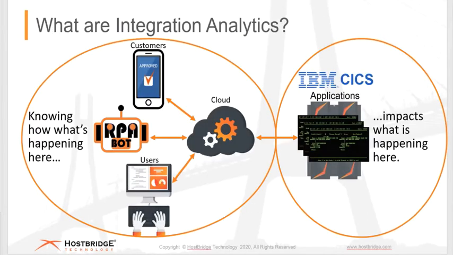Let me try to define what we mean by integration analytics. I drew a diagram here that is pretty generic. On the left-hand side, we have all the stuff that goes on in a hybrid environment. We've got a cloud operation. We've got lots of app servers running in there. We have customers with mobile devices, internal users. And we're going to talk about this a little bit more. Now we have a growing category of technology out there called RPA, or robotic process automation platforms. All of those can find themselves driving workload into the mainframe, running transactions under CICS.